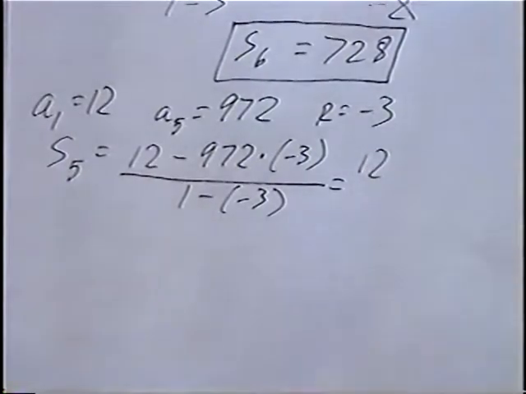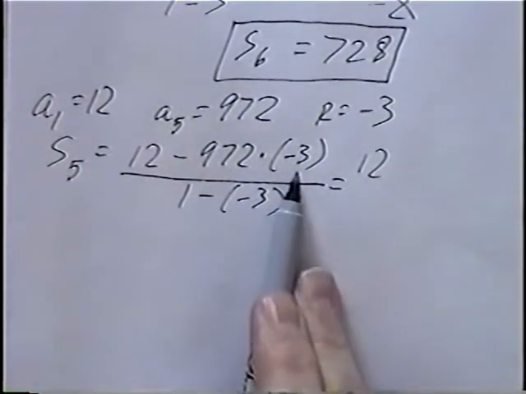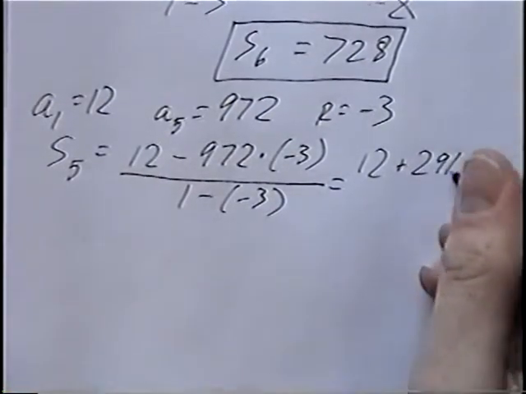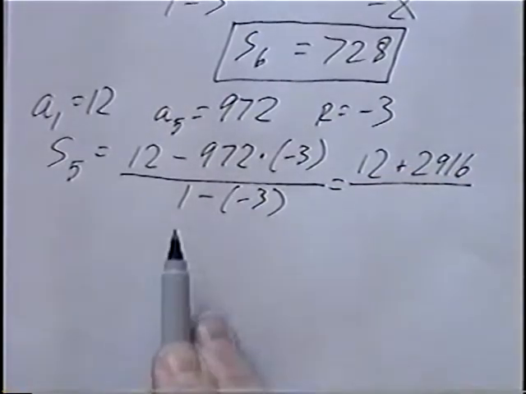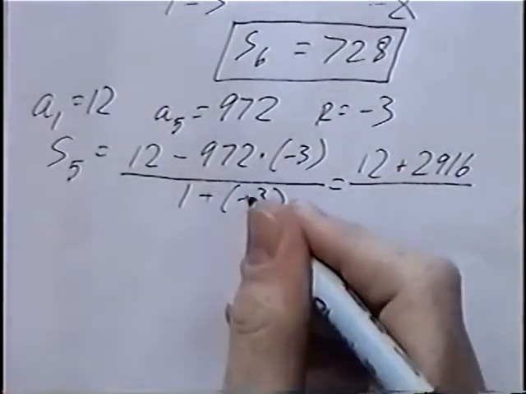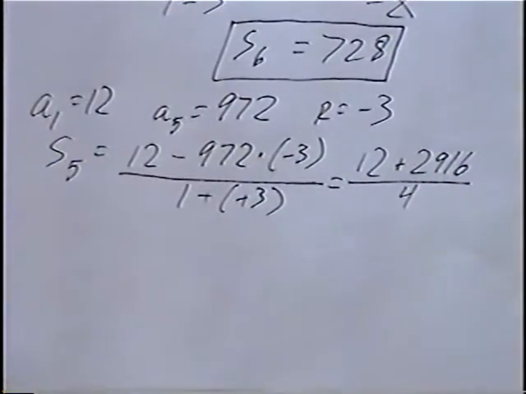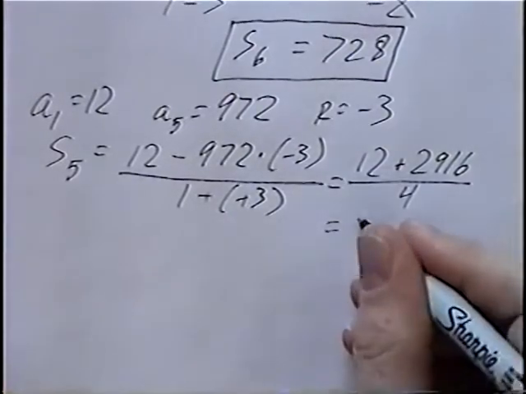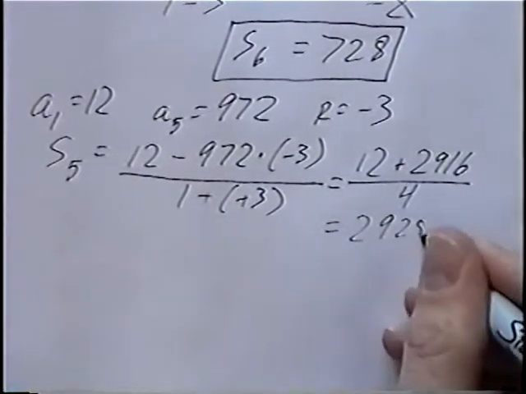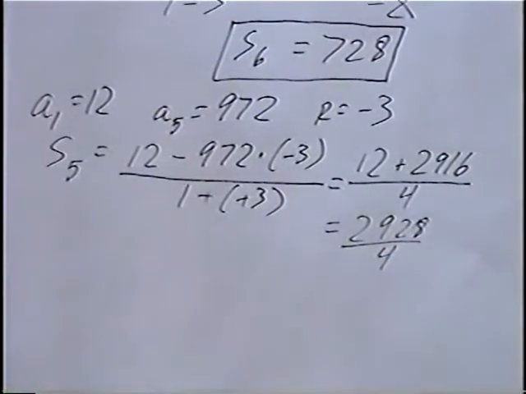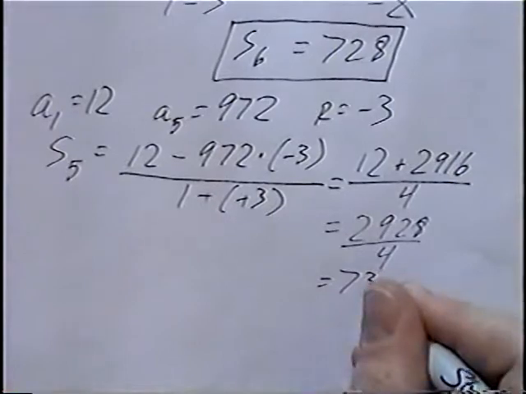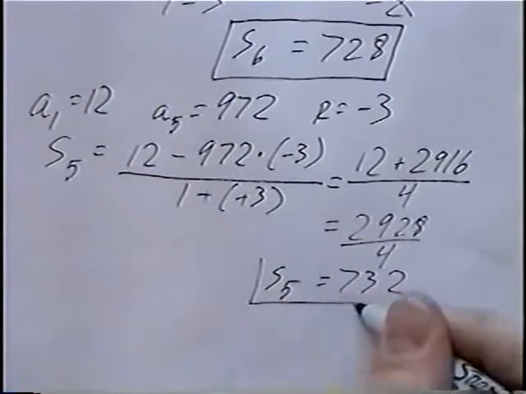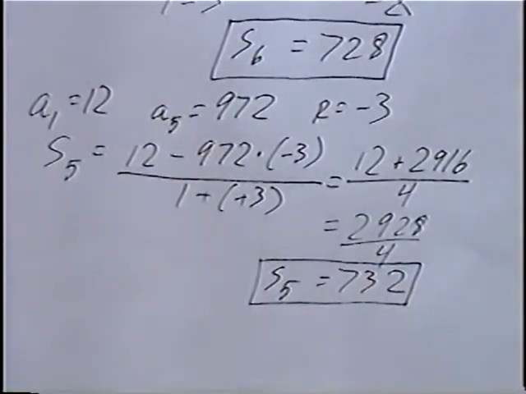Solving, we'd have 12, minus 972 times negative 3, which would be positive 2,916, and 1 minus a negative 3 would be 1 plus 3, which would be 4. 12 plus 2,916 would be 2,928, divided by 4, which would be 732. S sub 5, or the sum of the first 5 terms, would be 732.